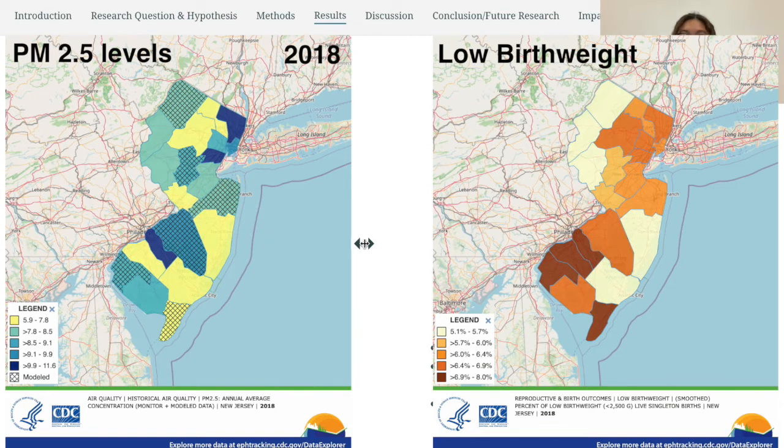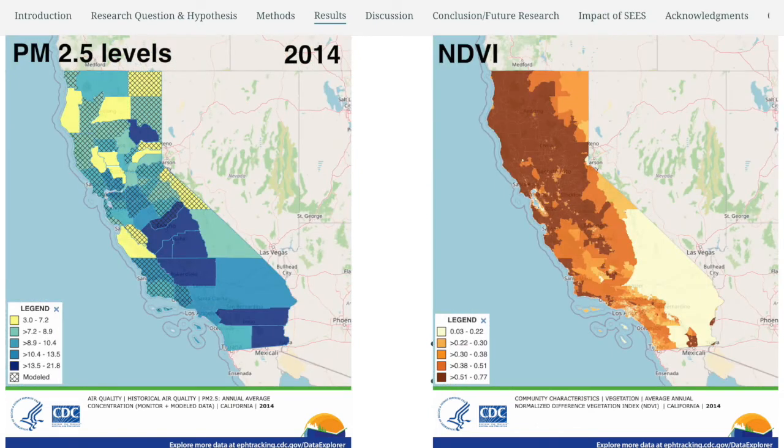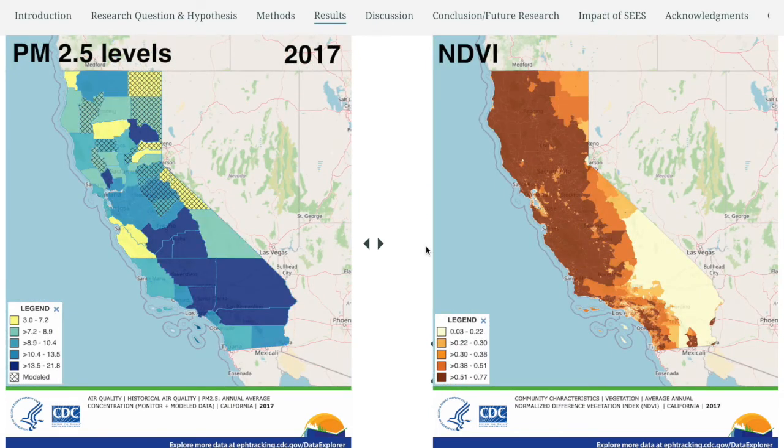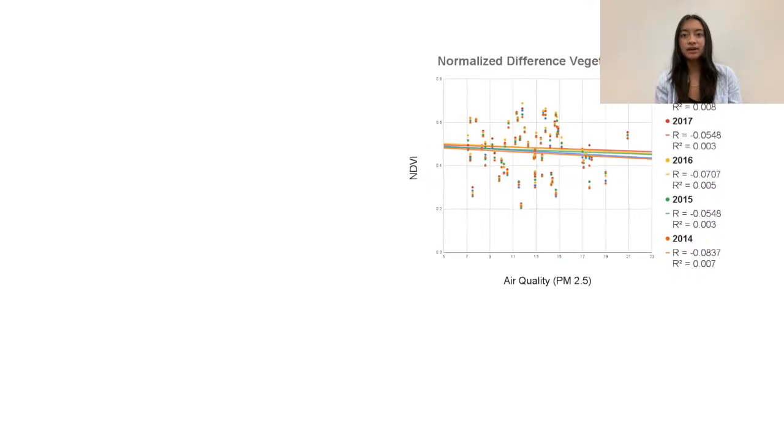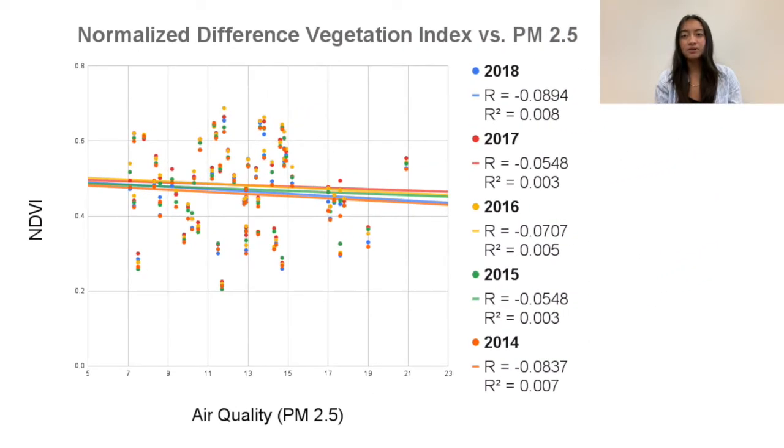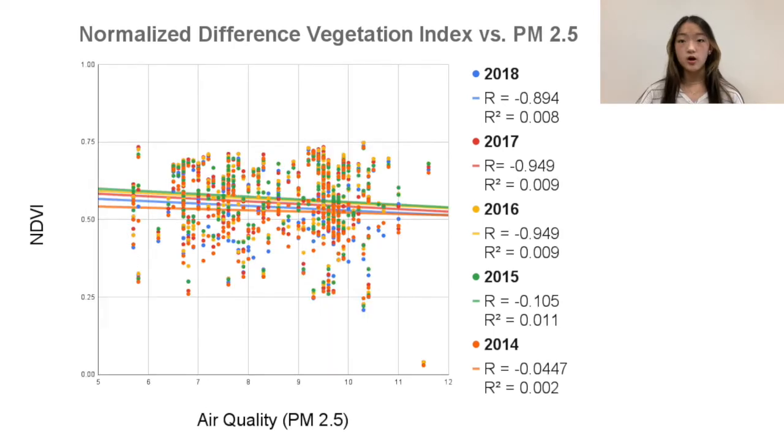There also seemed to be a delayed effect of air quality on low birth weight in Warren, Sussex, and Camden counties. NDVI, or Normalized Difference Vegetation Index, is generally seen to increase in California. As seen on the scatter plot, there is a negative weak correlation between air quality and NDVI. The low R and R squared values for NDVI in Texas are seen to stay relatively constant.